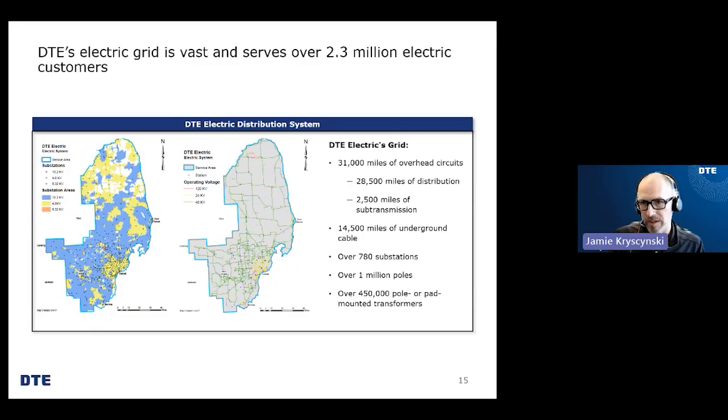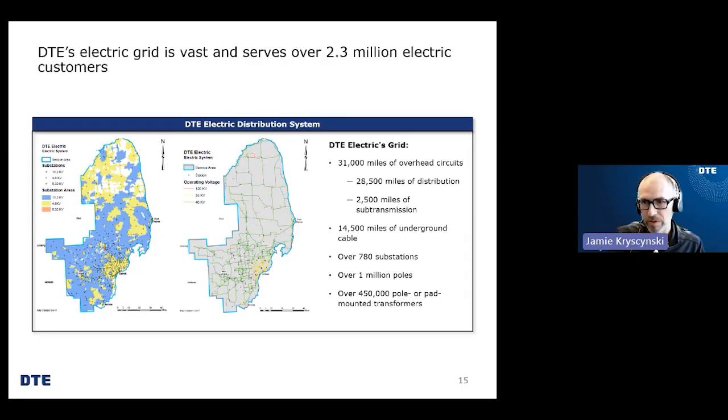So what you can see here is that our grid is vast, right? It covers all of Southeast Michigan, all the way up through the thumb. We have over 2.3 million electric customers as part of it. And we have over 46,000 miles of line. Of those miles of circuits, about 2/3 of them are overhead lines.